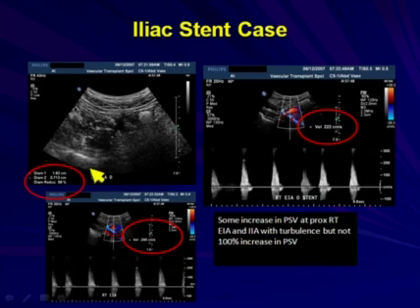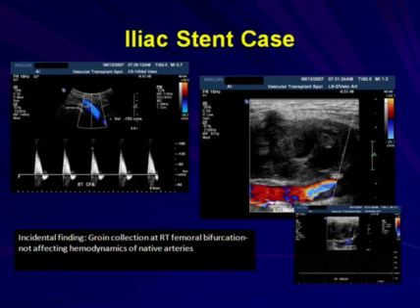As we went further down, there was some increase in the peak systolic velocity at the proximal right external iliac artery and internal iliac artery with turbulence, but there wasn't a doubling of velocity, and there wasn't a lot of post-stenotic turbulence, so this was probably not hemodynamically significant.